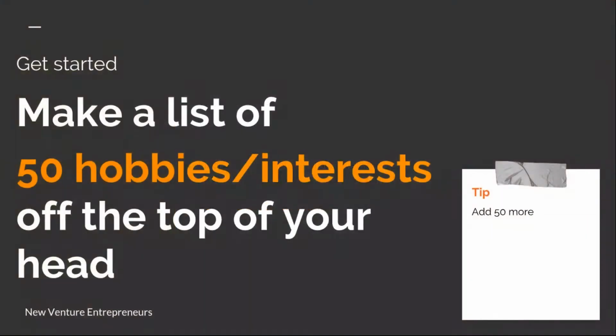So real quick for this video, we're gonna have a little assignment. I want you to make a list of 50 hobbies or interests off the top of your head. And a little tip, add 50 more to that. It doesn't have to all be today, but just think about some things that you might want to get into. Think about yourself. Think about, what are your friends into? What are some interests they have? Just go ahead and think of anything and everything. There's no wrong answer. Just make a list of it throughout the week. And after that, you can start digging in.